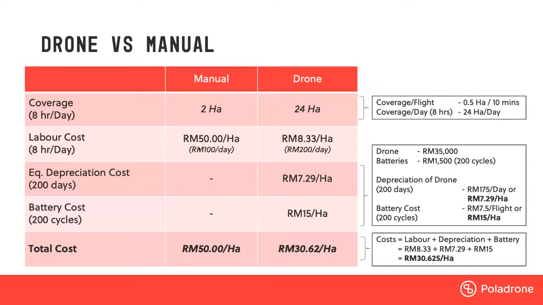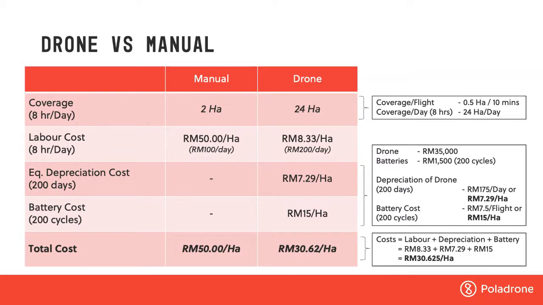Basically, we have set up a scenario where a day of work is around 8 hours. For the manual way, we can cover up to 2 hectares, and for the drone, we can cover up to 24 hectares. Then we calculate the labor cost per day. For the manual way, we expect around 100 ringgit per day, which is roughly 50 ringgit per hectare. For the drone, we calculate 2 pilots, and the cost will be around 8.33 per hectare. We also included the depreciation costs and the battery costs.